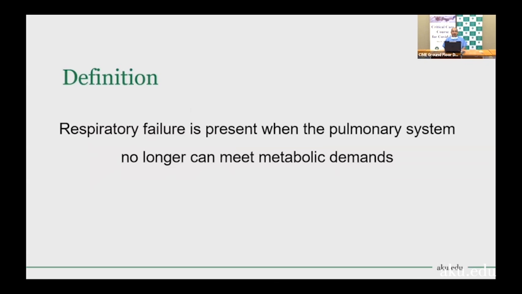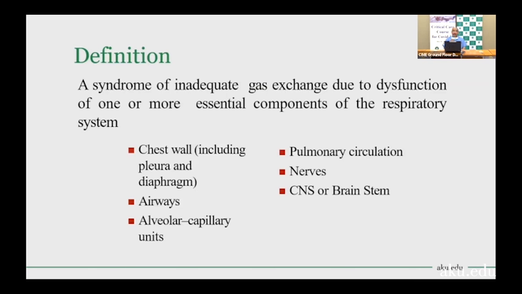So let's come up with a definition of respiratory failure. This is the easiest definition, which is very understandable: respiratory failure is present when the pulmonary system can no longer meet your metabolic demand. So the primary focus is the pulmonary system, but when we say it can no longer meet the metabolic demand, it means that the pulmonary system is not able to offload the demand of the body. So what is the primary function of the pulmonary system? The primary function of the pulmonary system is gas exchange.